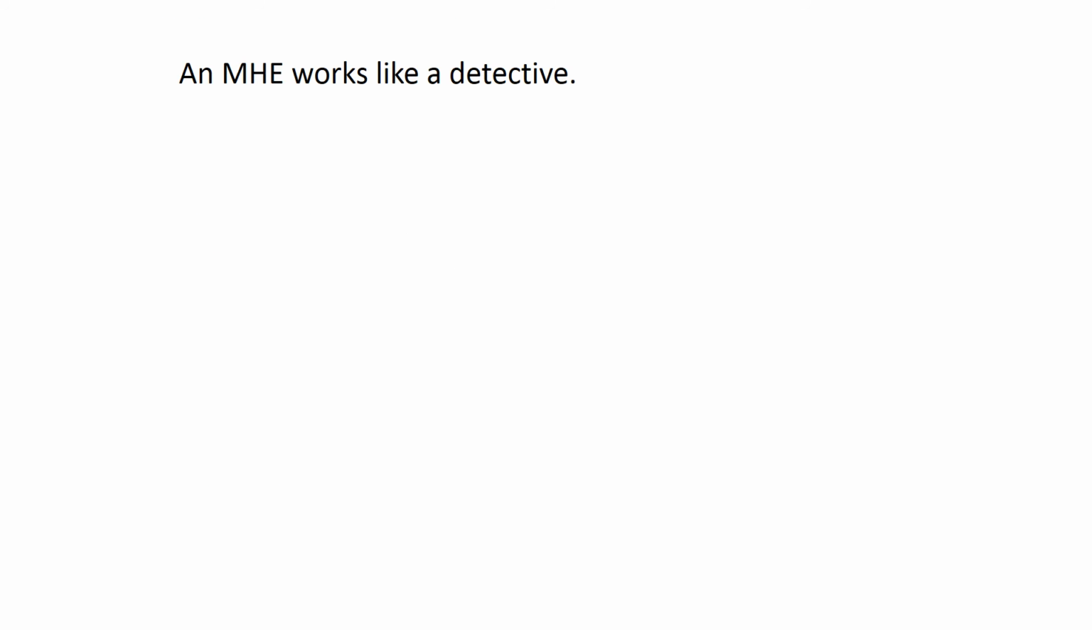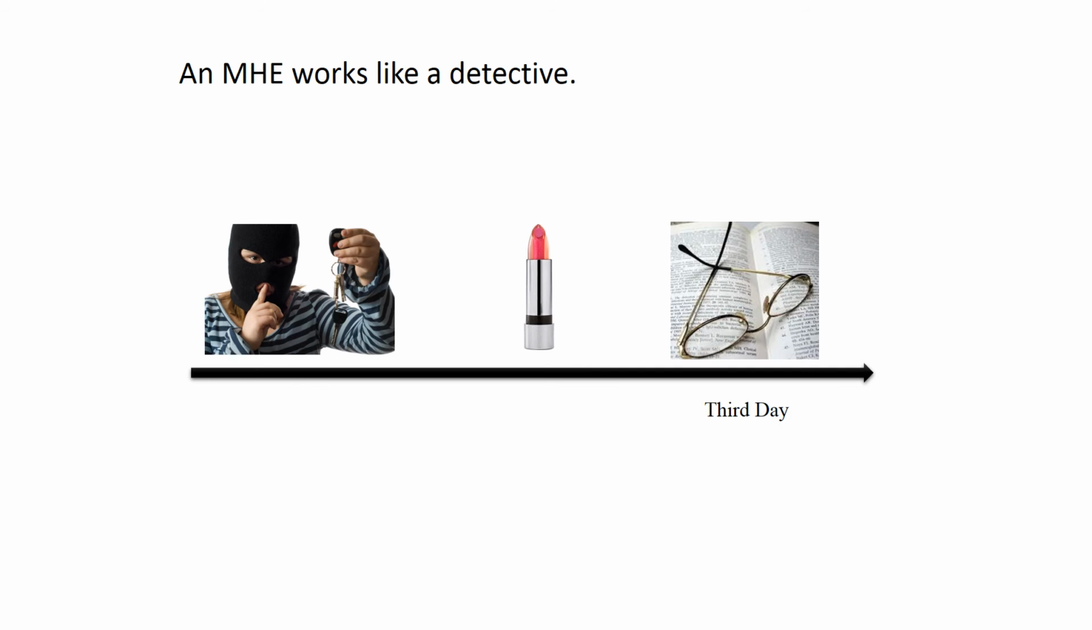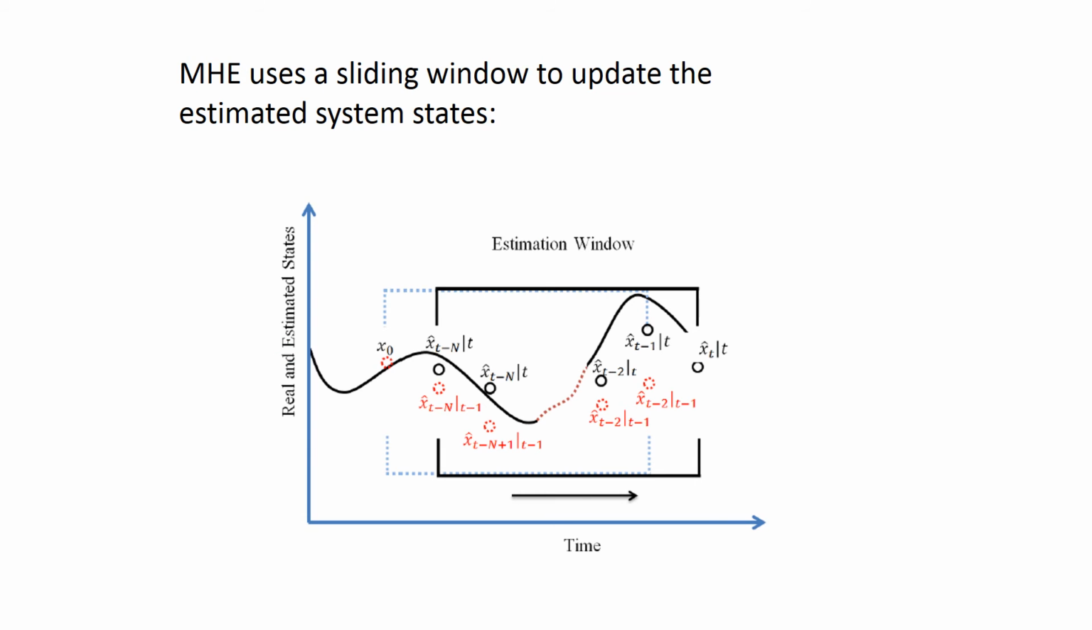You may ask how an MHE works. Imagine you are a detective and a robbery has been reported in your neighborhood. What's your guess about the sex and age of the thief? A young man? In the second day, you will find a lipstick in the crime scene. So this time you will guess the thief is a young woman. On the third day, you'll find reading glasses. So again you would update your guess. The thief is an old woman. This is exactly what an MHE does. It finds the most probable state based on the past and current measured output.